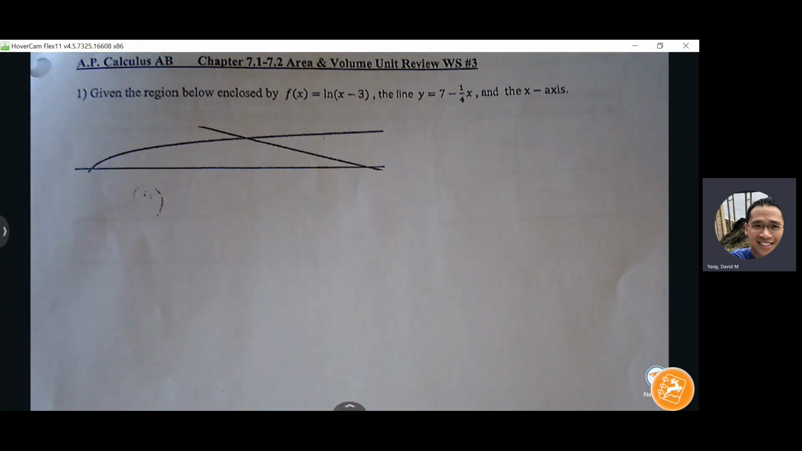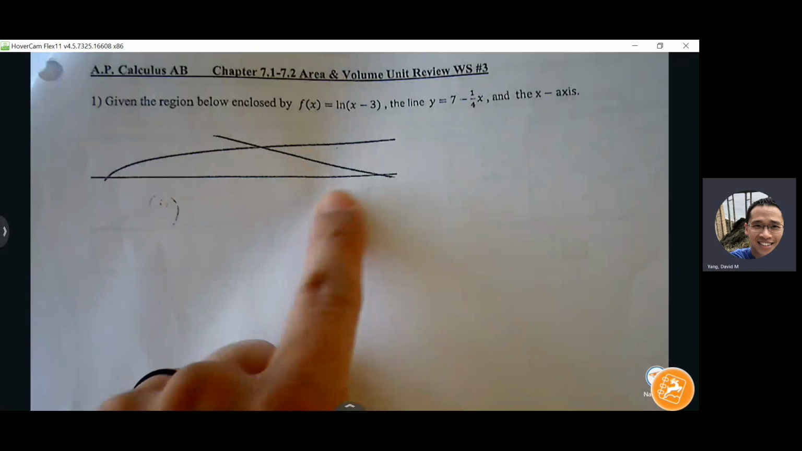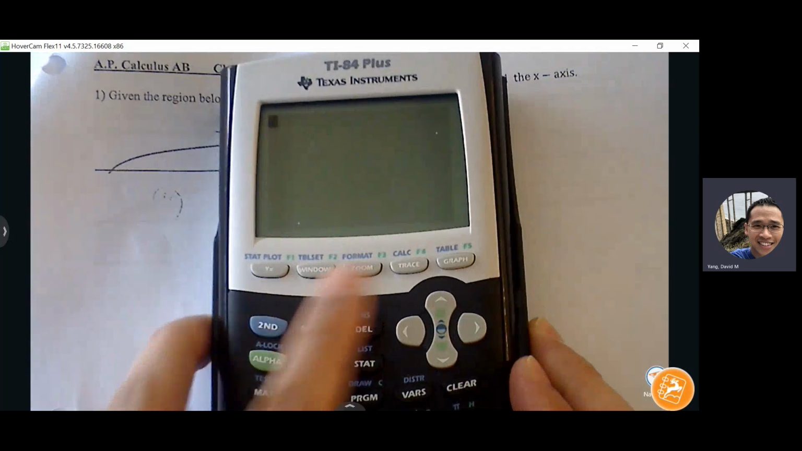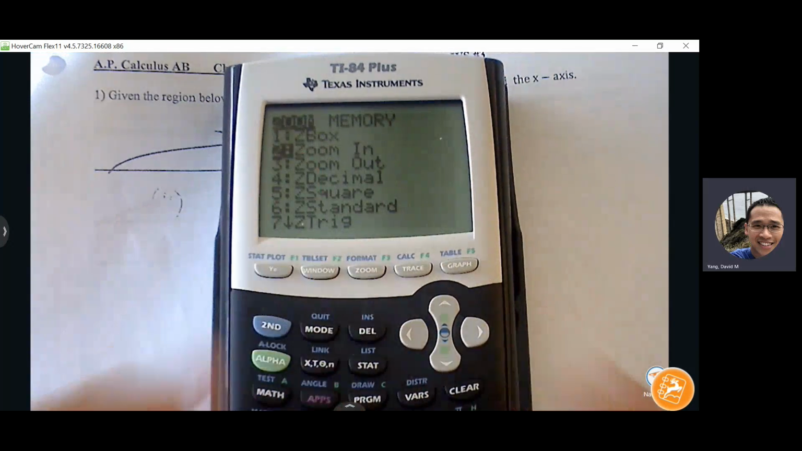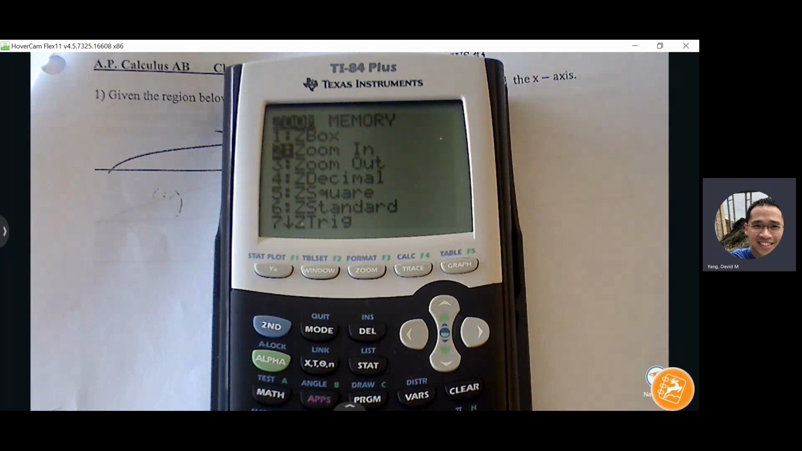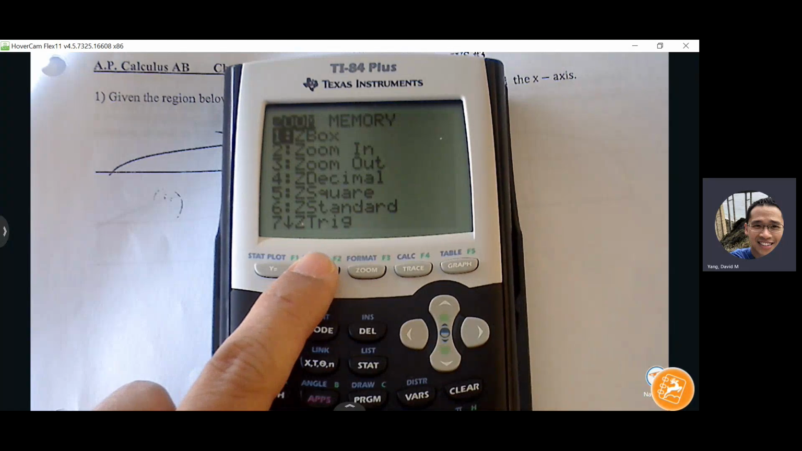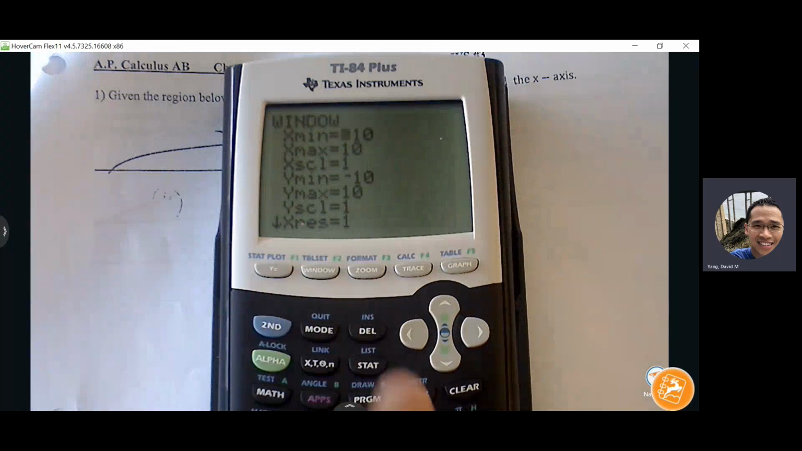I do want to point something out that some students were asking: what if something is all the way to the right and it's further out? You can either use zoom out, but with zoom out, you really don't have much control as to how far it zooms. So let's say you want that graph to stretch out a little further to the right. You're not quite seeing what's showing to the right. You can go to window.